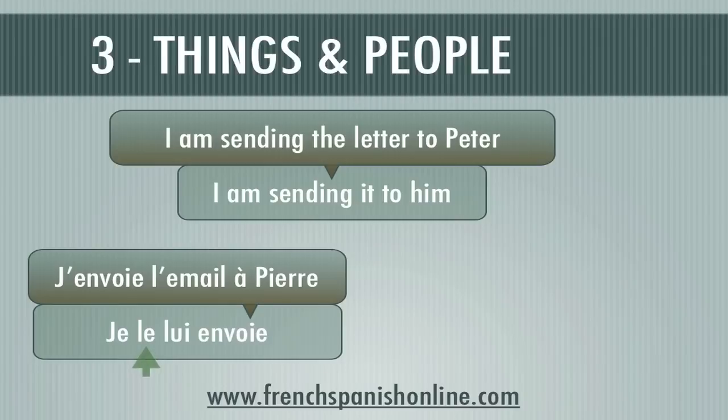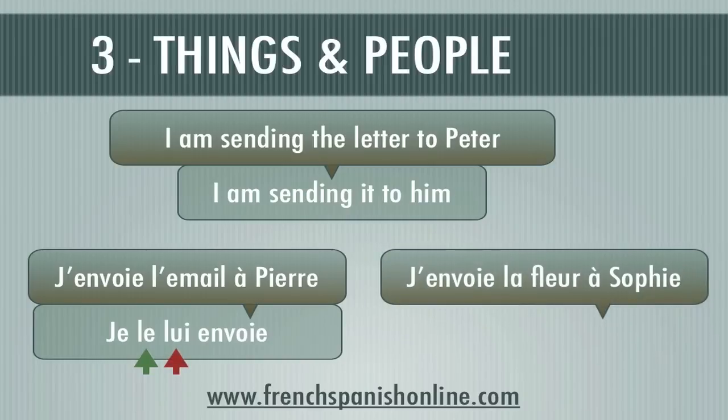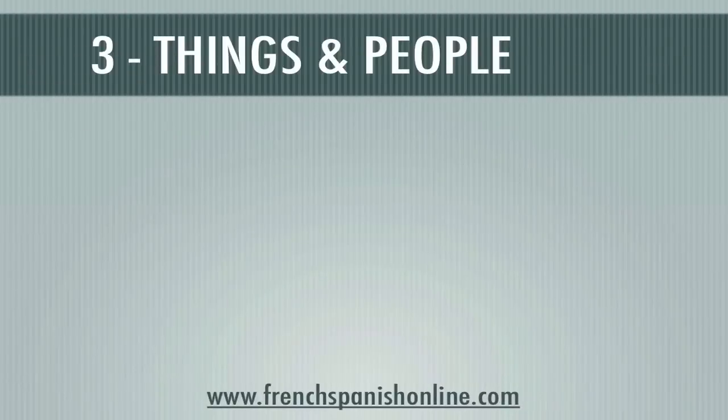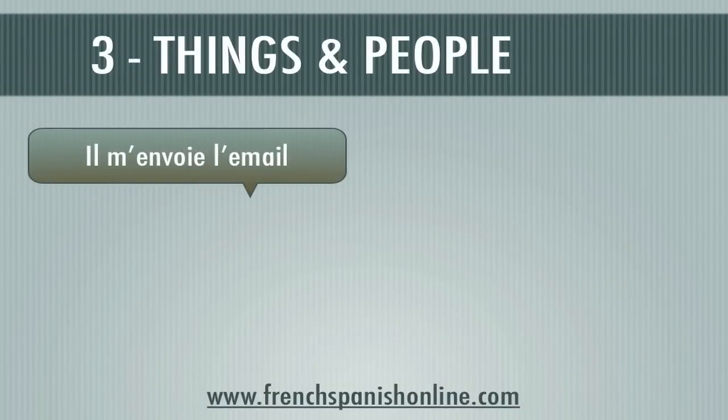As you can see, the direct object is before the indirect one. Je le lui envoie. J'envoie la fleur à Sophie, so with the feminine word. Je la lui envoie. Okay? It's not a rule, unfortunately. It works only with the third person. With the other person, it's the opposite.